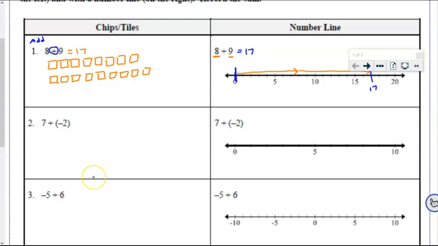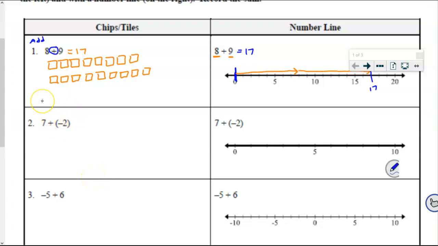Okay, let's go over it. Now we have 7 plus, we're circling the operation, don't forget to do that, and maybe make a note to yourself that we are adding. It's always good to acknowledge that because pretty soon we're going to add in some subtraction and we need to make sure we're paying attention to it. And this is a positive number, so 7, I'm going to represent that with positive tiles.